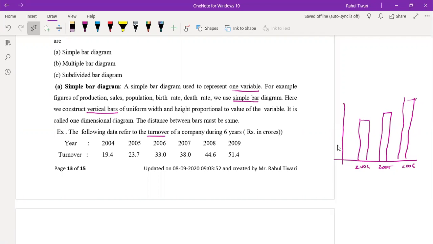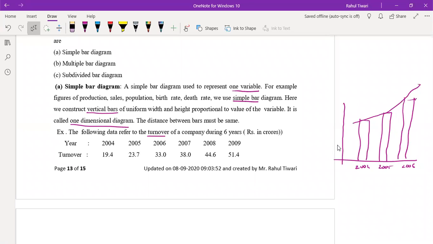So one can say the turnover of the particular company is increasing in every year. It means there is a profit. The company is getting a profit, so there is no loss in any year. This is also known as a one dimensional diagram.